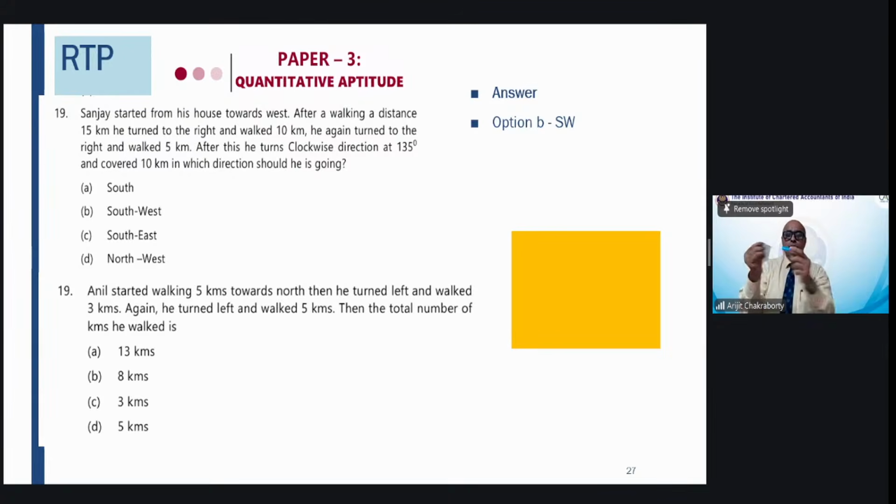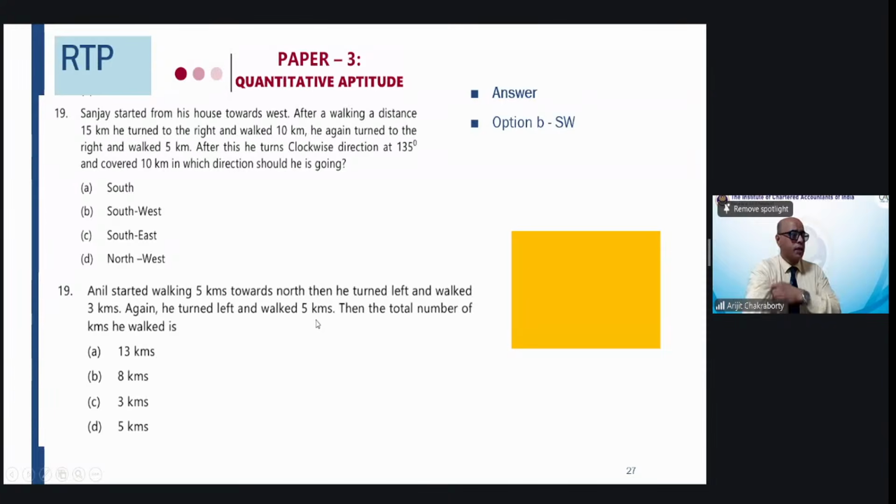So you see east, 90-degree clockwise. As the clock moves, east 90-degree clockwise means south. Another 45-degree means southwest. So ultimately, this person, Mr. Sanjay, in which direction is he going? He is going towards the southwestern side. So 19th question is the first one, of course. This is question number 19, the problem involving Mr. Sanjay, answer is option B, southwest.